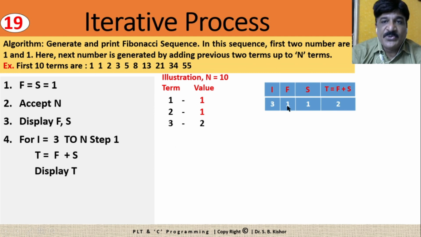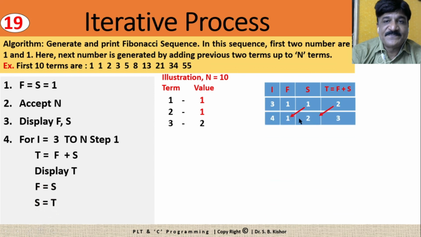Now what you need to do is make this one the first number and this one your second number. It means transfer the value of s into f and transfer the value of t into s. And now again back to the loop.